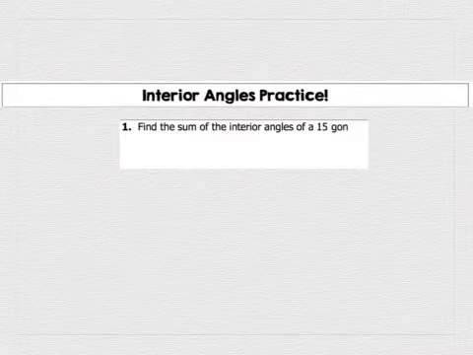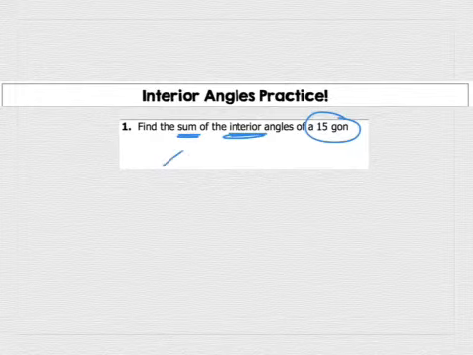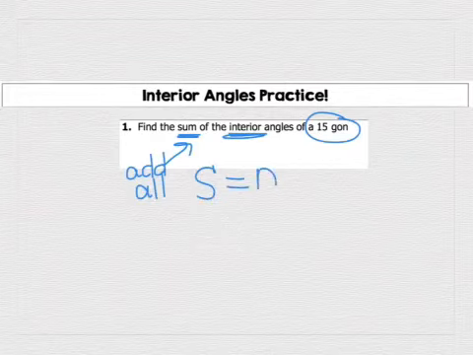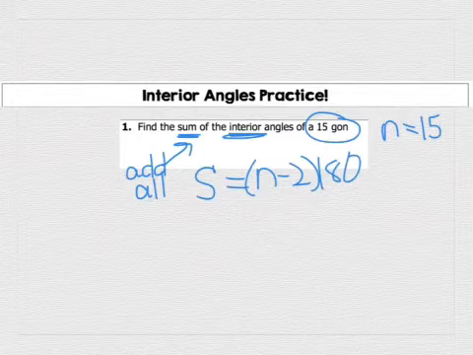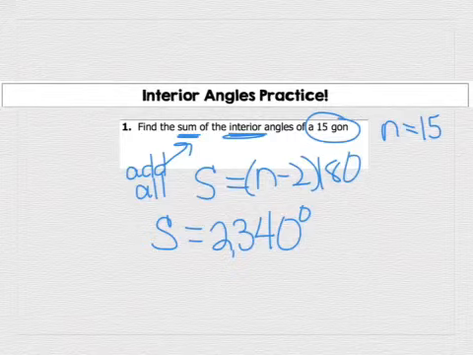Interior angles practice. This says find the sum of the interior angles of a 15-sided figure. Well, when I see sum and I see interior, what comes to mind is add or the word all. So I'm going to write down my sum formula. The sum is equal to (n - 2) times 180. In this case, my n is equal to 15. Pause, figure it out, and see what the sum of the interior angles are. Here we go. The sum of the interior angles in a 15-sided figure is 2,340 degrees. Always make sure you use your units.